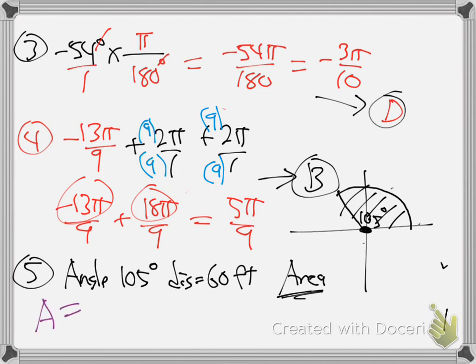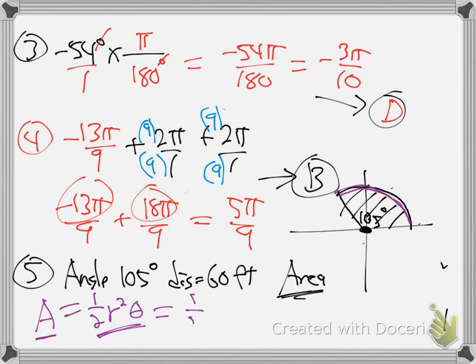Area of a sector of a circle, what is it? A equals a half r squared theta. So put that in your 3x5 card. We have the S equals r theta. S is if you wanted just the length of the edge. A is you want the whole area of the whole thing. Half r squared theta. So that's the formula I'm going to use.